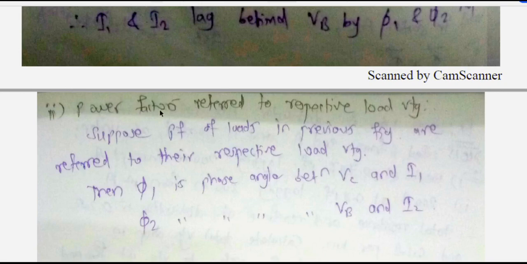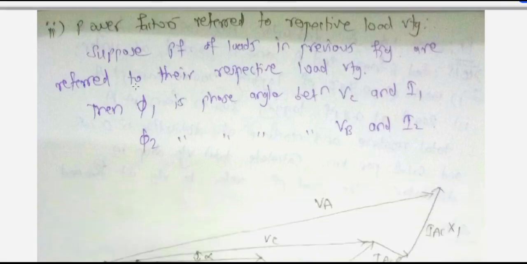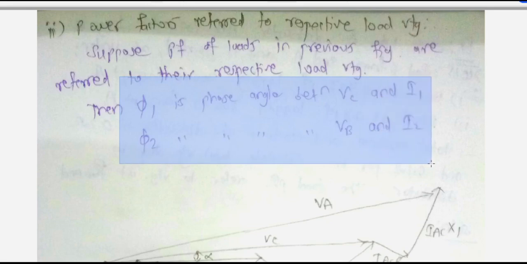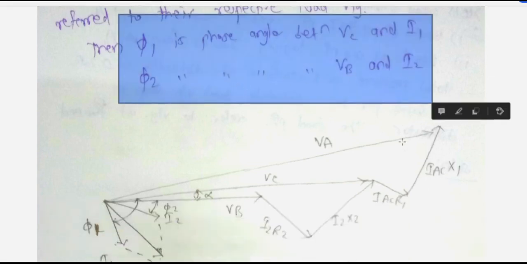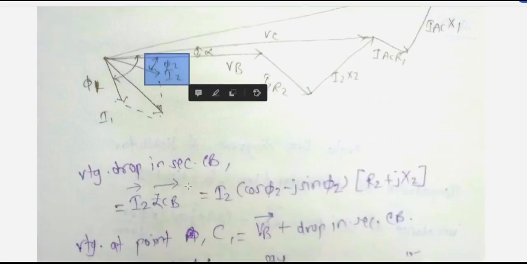Now we are interested in finding out the power factor referred to the respective load voltage. Suppose the power factors of the loads in the previous figure are referred to their respective load voltage. Then phi 1 is the phase angle between VC and I1, and phi 2 is the phase angle between VB and I2, that we were seeing earlier.